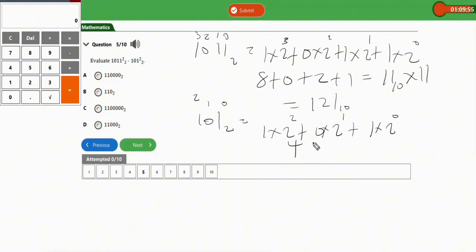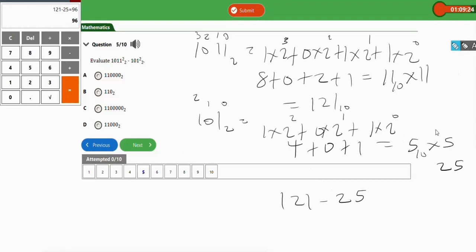So this will give us 4 plus 0 plus 1, which will give us what? 5 base 10. So remember, we're having square, so 5 times 5 base 10, which will give us what? 25. So at this juncture, it's going to be 121 minus 25. So when you punch it on the calculator, you're going to have 96. 121 minus 25, so you're going to have the output to be what? 96. So we have 96 base 10.